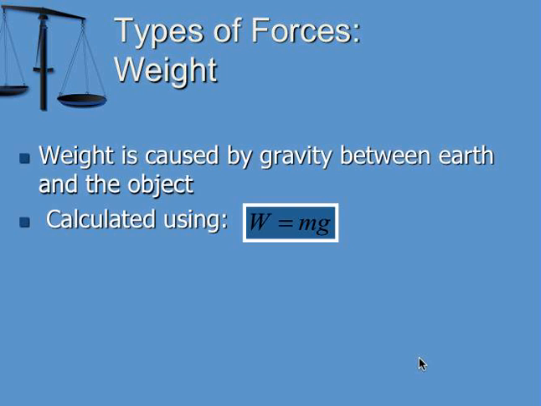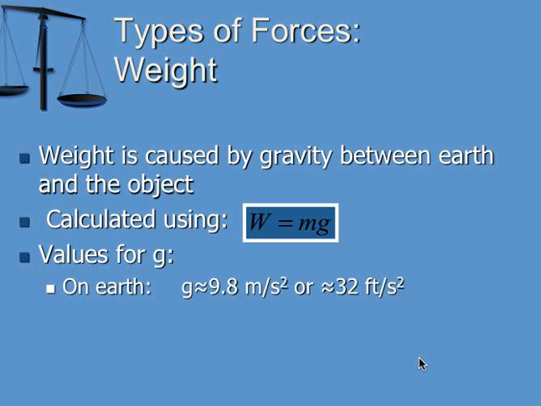It is calculated using a formula, W equals mg, and m is the mass of the object, usually in kilograms, and g is the number 9.8, which is something we've used a lot in our kinematics formulas as well. You can also measure the mass in slugs and use the conversion of 32 feet per second squared for g, but most of the time we're thinking in kilograms and newtons.